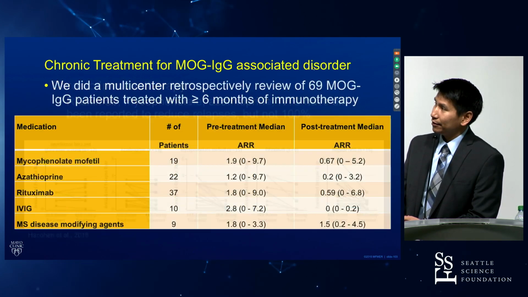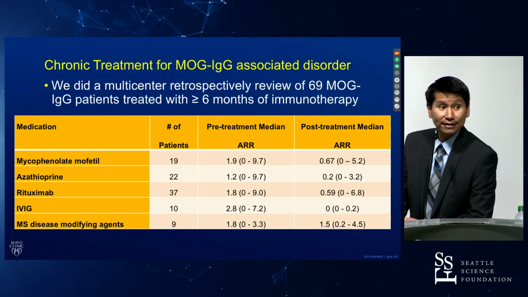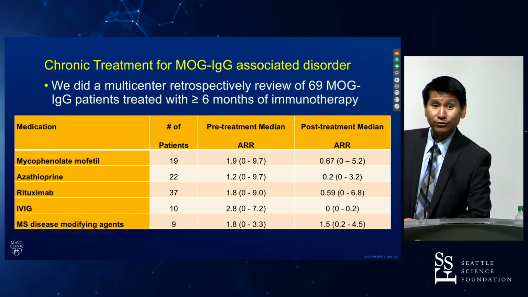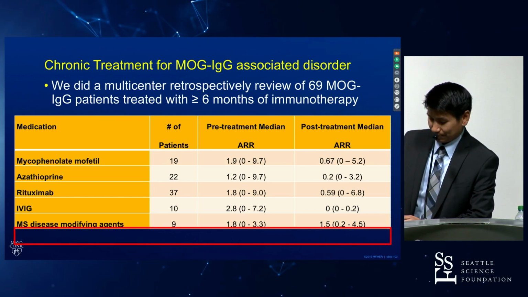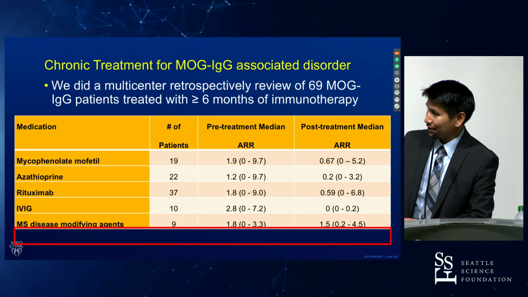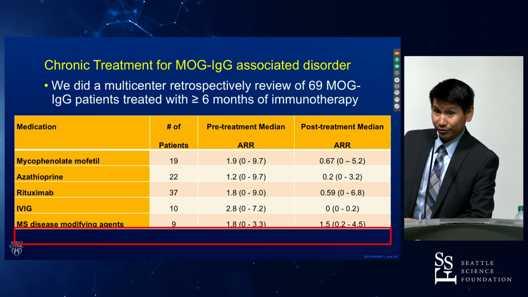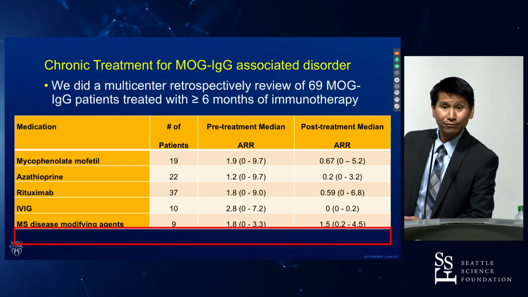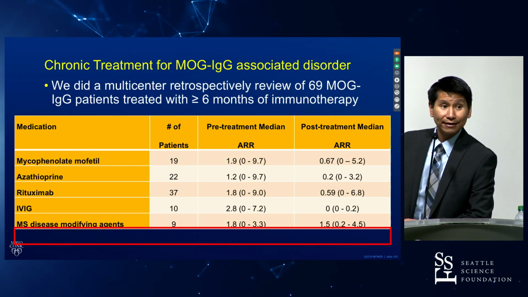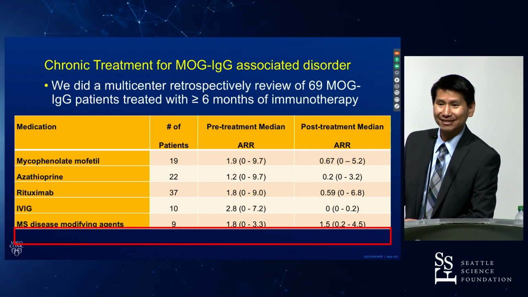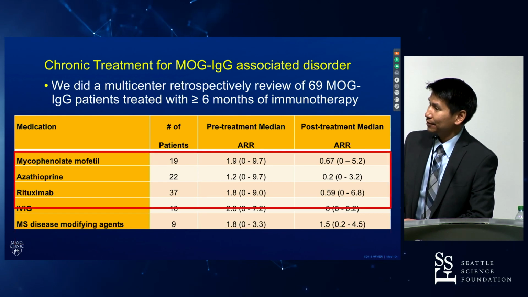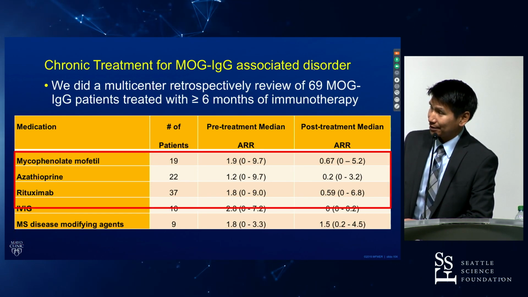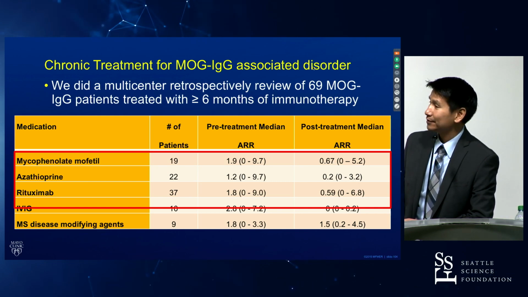So we actually did a multi-center retrospective study looking at 69 patients with MOG treated with long-term immunotherapy. And I just want to highlight a couple of things here. So we've got our MS medications. You can see that pre-treatment was 1.8, post-treatment 1.5, so no difference. But one thing here is that it's not going up. It's not actually worsening disease, it's just not helping. Whereas aquaporin 4 disease, it could potentially worsen things. Your classic medications for NMO, they all cause a reduction in the annualized relapse rate, but not to 0.